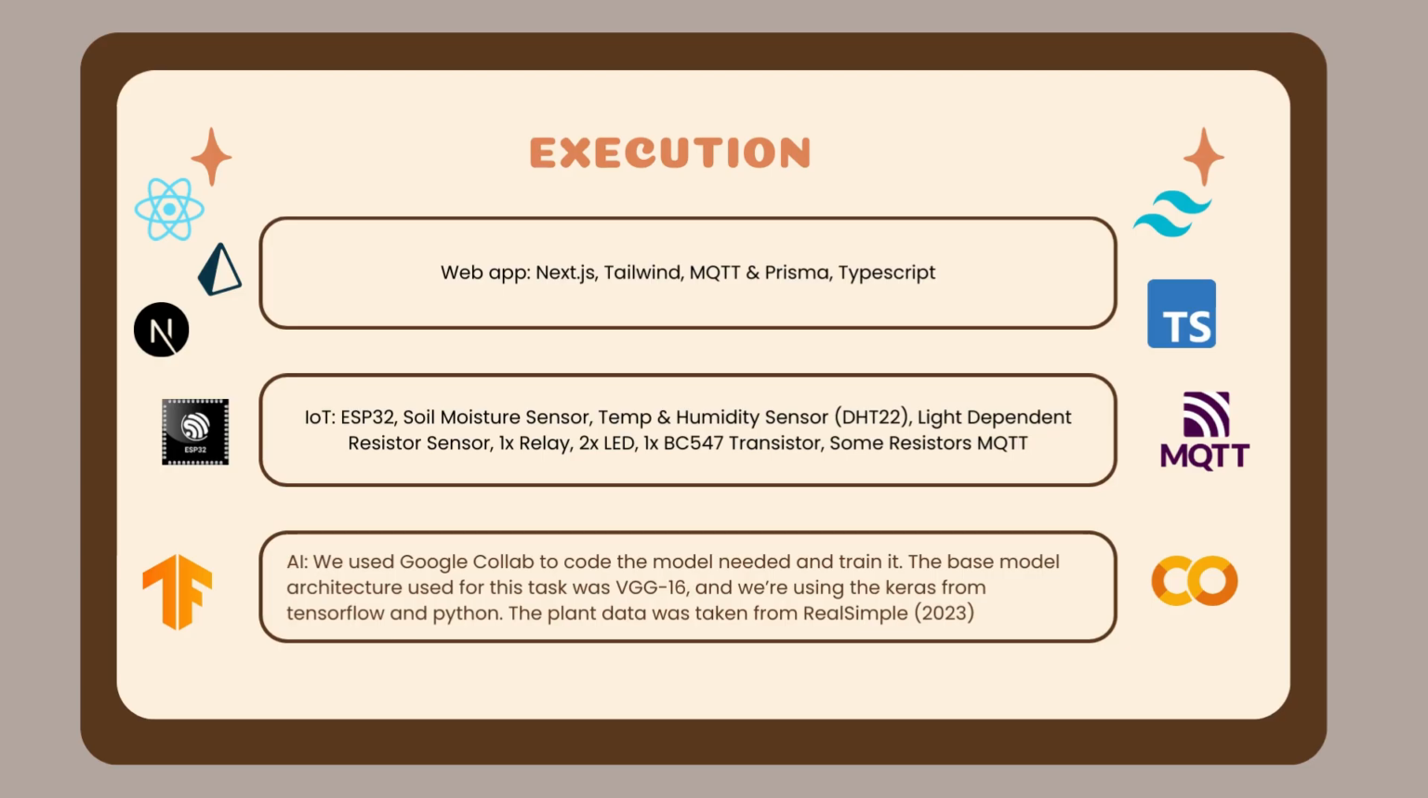Pertaining to its execution, for the web app, we use Next.js, Tailwind, MQTT, and Prisma, as well as TypeScript. For the IoT, we use ESP32, soil moisture sensor, temp and humidity sensor, light-dependent resistor sensor, 1x relay, 2x LED, 1x BC547 transistor, and some resistors, and MQTT. For the AI, we use Google Colab to code the model needed and train it. The base model architecture used for this task was VGG16, and we're using Keras from TensorFlow and Python. The plant data was taken from RealSimple.